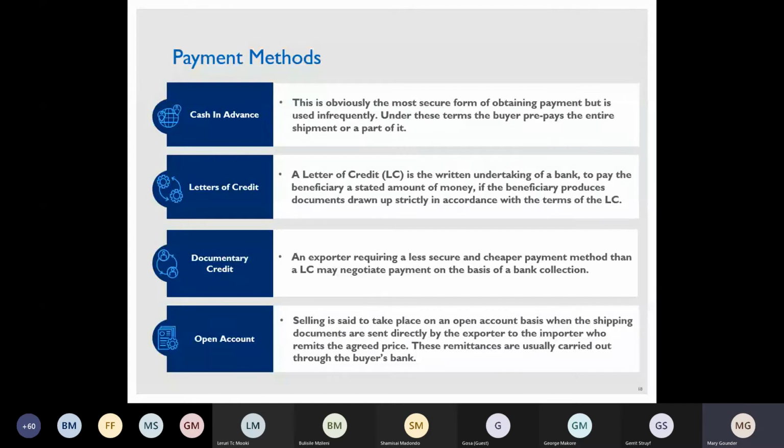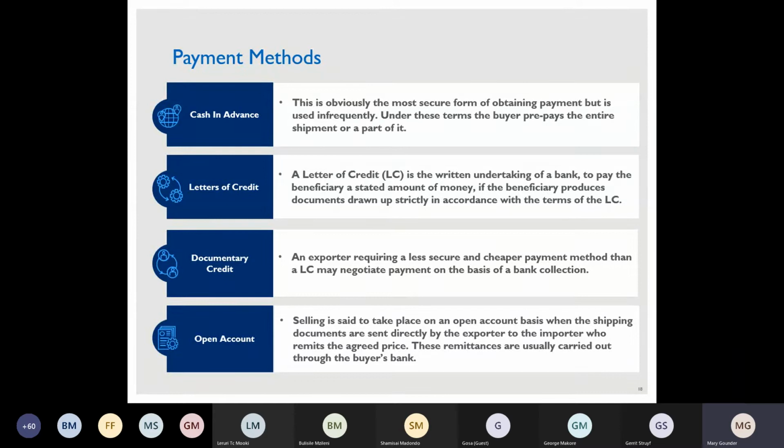You've got 4 payment methods that you can use in exports. The one is cash in advance, where your buyer pays in advance when they submit your order. So if I'm paying in advance when I submit my order, it's a low risk for me, but it works very well for the seller because you have your money in advance before you can even process that order itself.